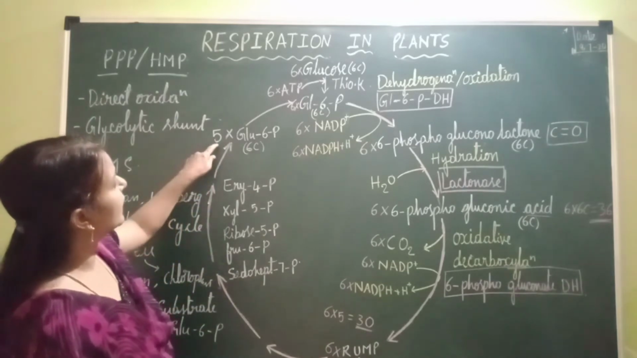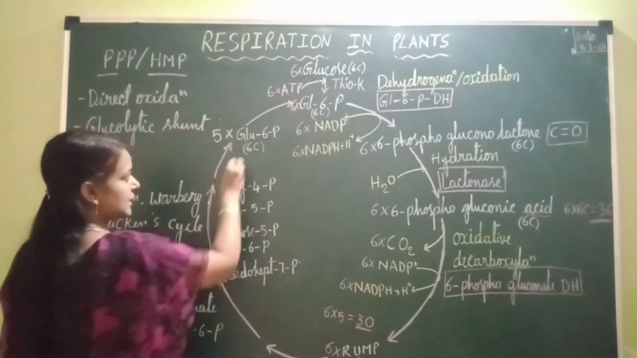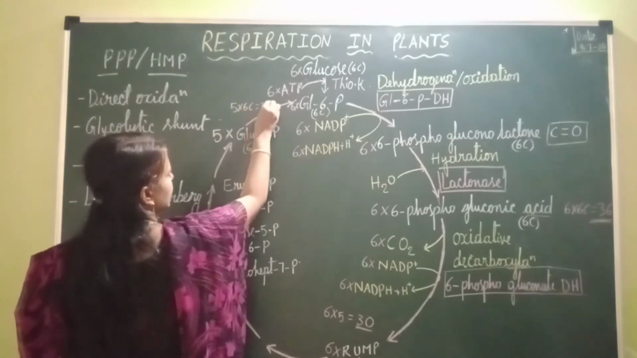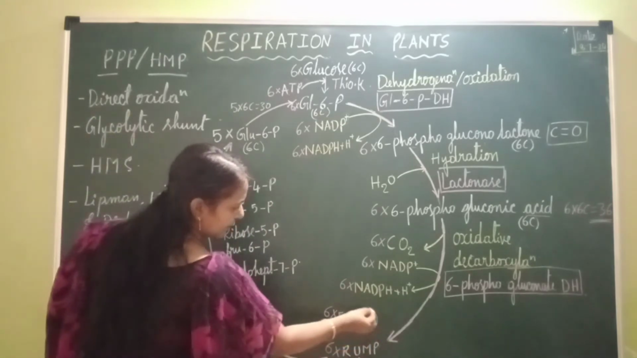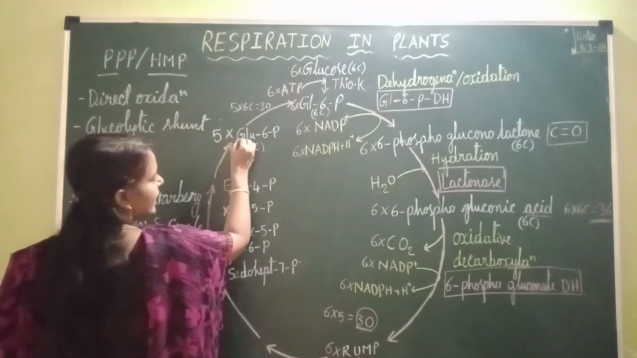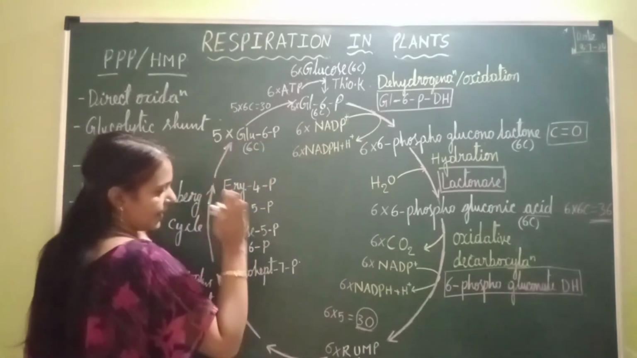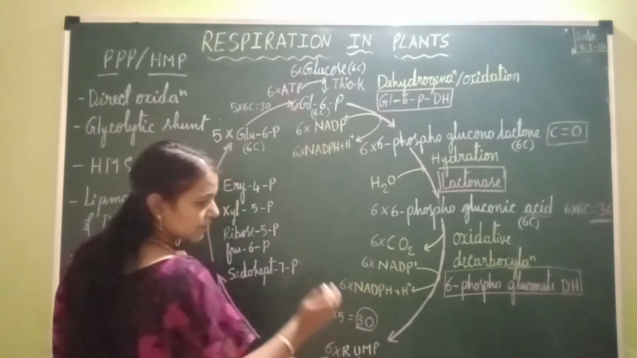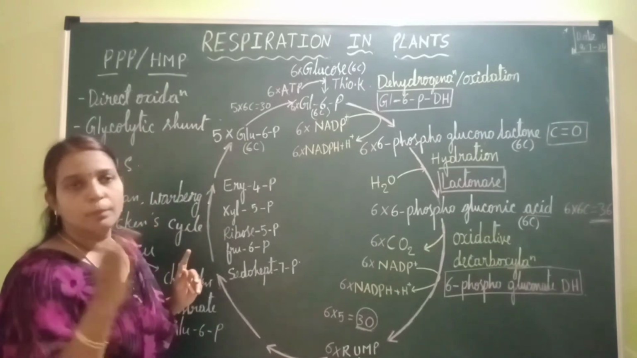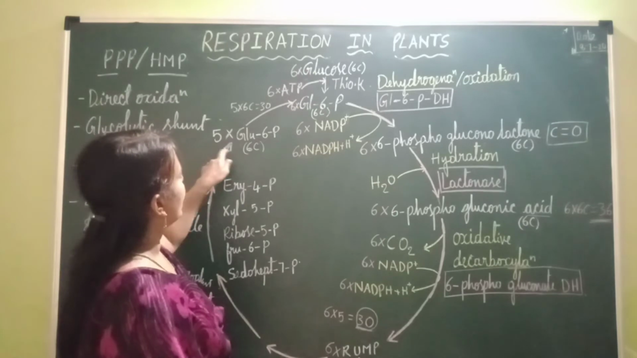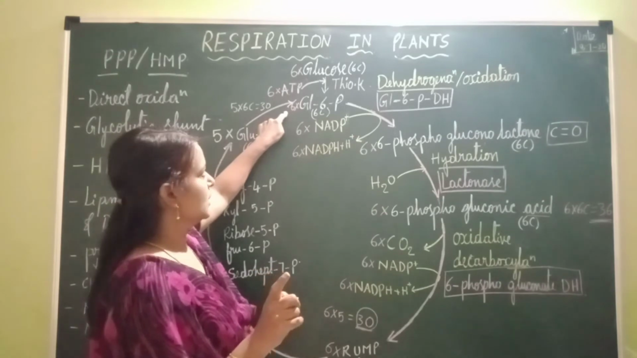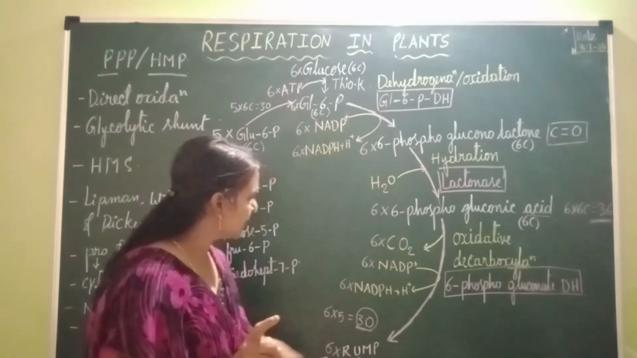Okay, now these 5 molecules of glucose 6-phosphate. This is a 6 carbon compound, so 5 molecules of a 6 carbon compound is how many carbons? 30 carbons. But RuMP, that is ribulose monophosphate, has been regenerated into 5 molecules of glucose 6-phosphate. So by the end of this oxidative decarboxylation itself, 1 molecule of glucose 6-phosphate has been broken down, that means 6 carbons have been broken down. Now these 5 molecules of glucose 6-phosphate can join with 1 more molecule of glucose 6-phosphate to become 6 molecules, and this cycle can be continued.